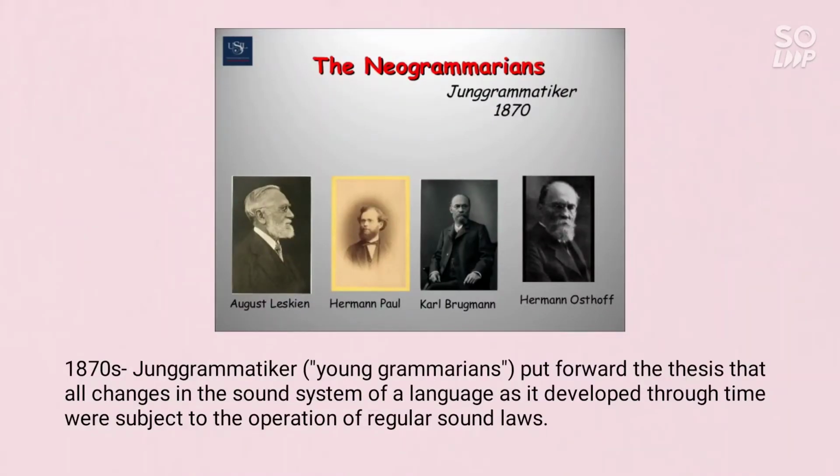In the 1870s, a group of scholars known as Junggrammatiker or Young Grammarians or Neogrammarians put forward the thesis that all changes in the sound system of a language as it developed through time were subject to the operation of regular sound laws. Using the principle of sound change, they were able to reconstruct ancestral common forms from which the later forms found in particular languages could be derived.